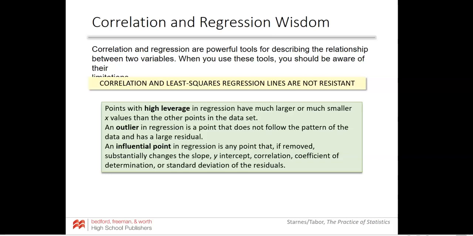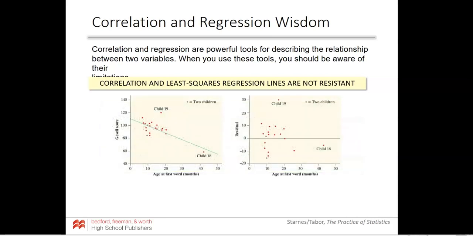They're affecting the slope, the y-intercept of the graph, the correlation, the coefficient of determination. All those things are being affected by any influential point. Again, sometimes those influential points are called high leverage or outliers, or just generally speaking, an influential point.